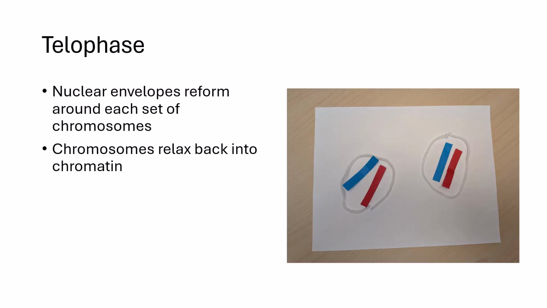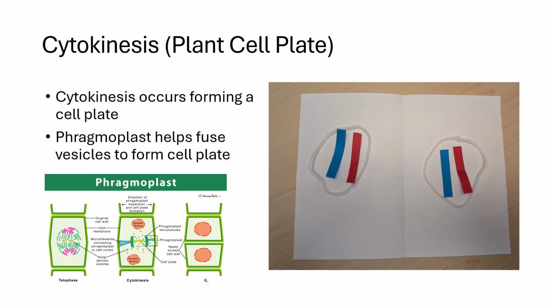In telophase, nuclear envelopes reform around each set of chromosomes. The chromosomes begin to relax back into chromatin. In plant cells, cytokinesis occurs by forming a cell plate. Folding the paper models the new wall forming between the two daughter cells.